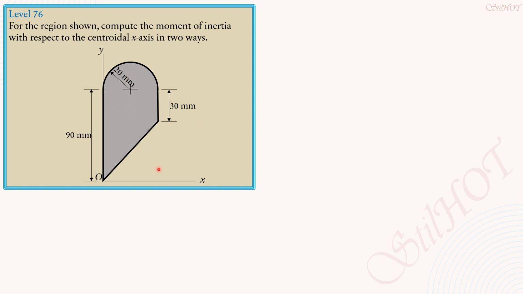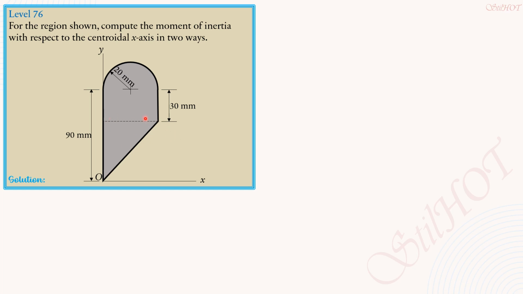The second way is we compute the moment of inertia with respect to the x-axis and call that Ix, and Ix is equal to Igx, or moment of inertia with respect to the centroid, plus area of the entire region times distance, which is denoted Yg square. So for our solution, let's divide the areas into three parts.